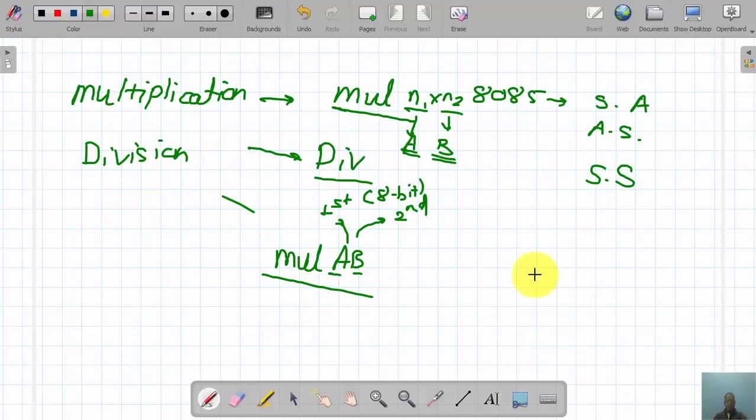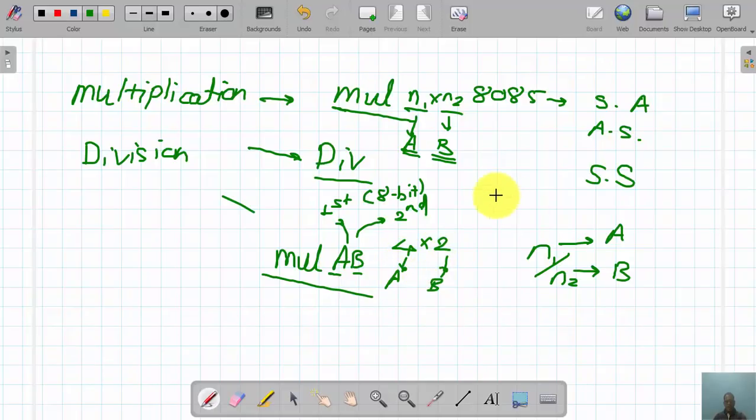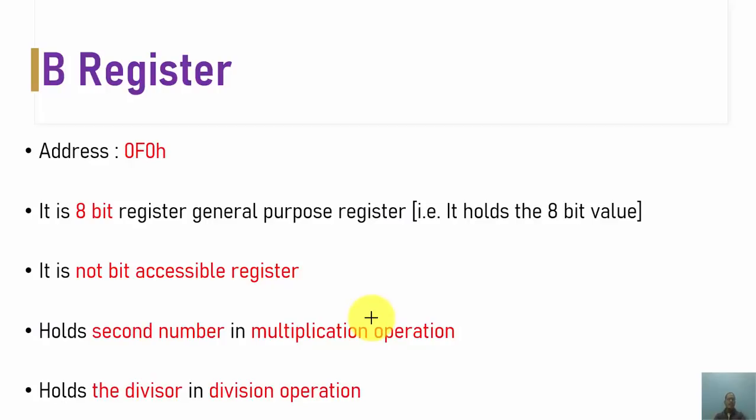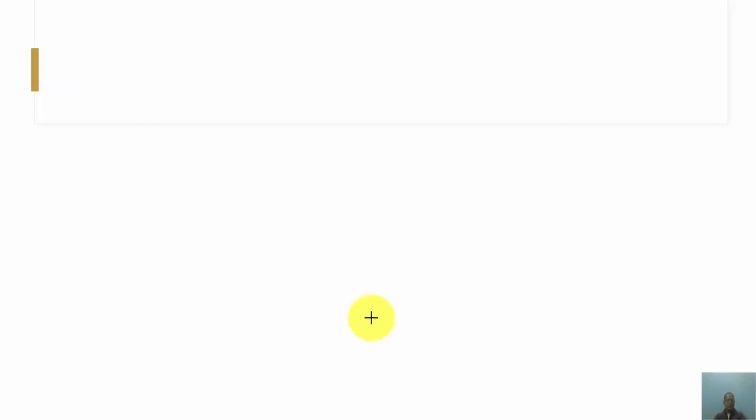For example, suppose now I want to do n1 divided by n2. So as per the rule, what should be there? The number n1 should be in the accumulator and the number n2 should be in the B register. For example, suppose I want to do the operation 4 multiplied by 2. So the 4 should be in the accumulator and the 2 should be in the B register. And if I am dealing with the division operation, that is 4 divided by 2, then the 4 should be in the accumulator and 2 again should be in the B register. So whatever the divisor is, it should be present in the B register.